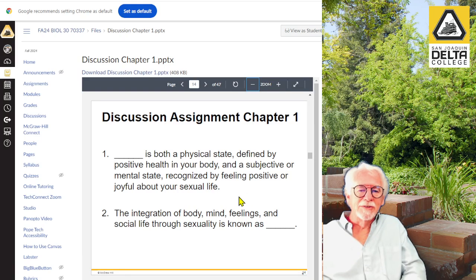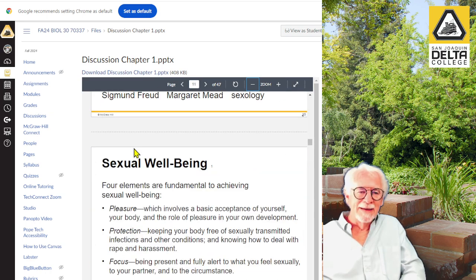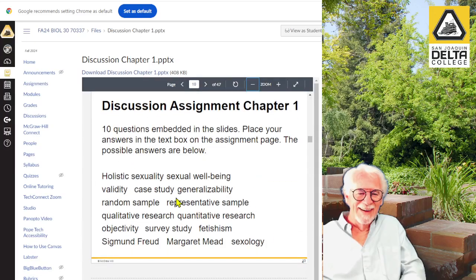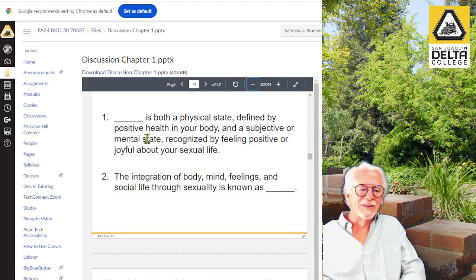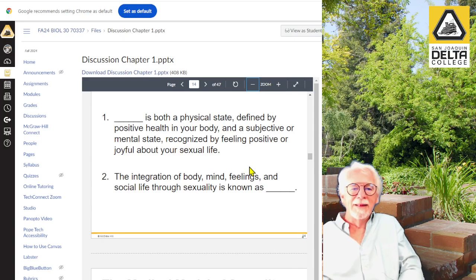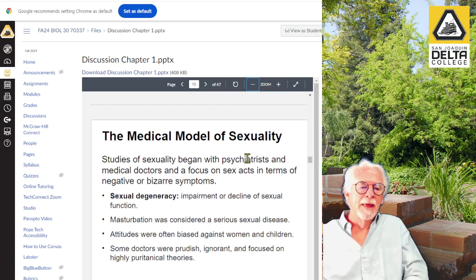Blank is both a physical state defined by being positive and healthy in your body, and a subjective or mental state recognized by feeling positive or joyful about yourself. And one of these back here is the answer, right? So you just got to get those answers when you get the question, you write down your answer, and then you go back and put it in that assignment text box.